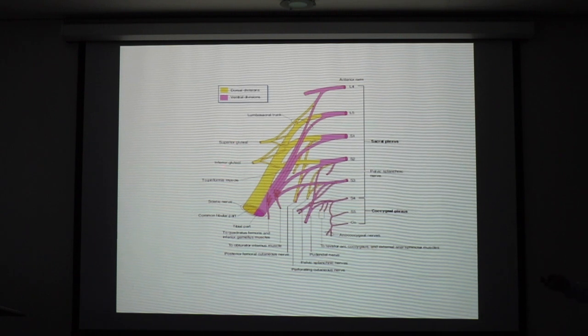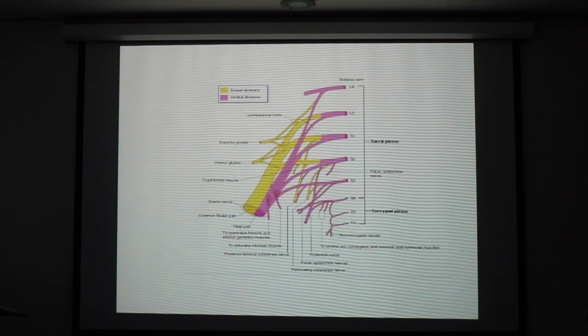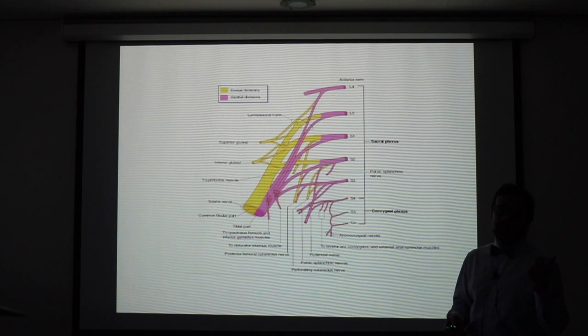Then you have this nerve, which is the inferior gluteal nerve. It arises from L5, S1 and S2, the dorsal division of L5, S1 and S2. And this nerve exits below the piriformis muscle, and it supplies the gluteus maximus muscle.